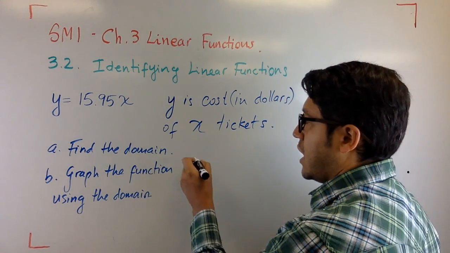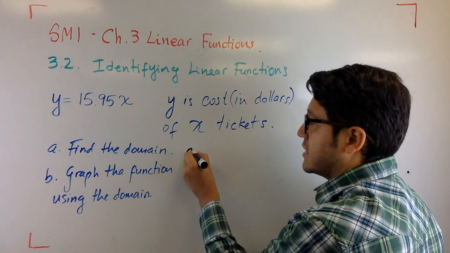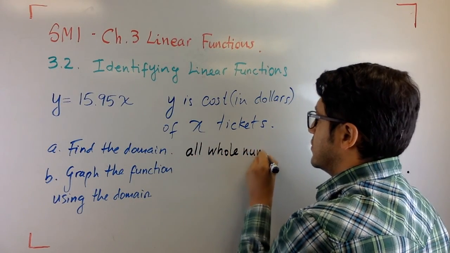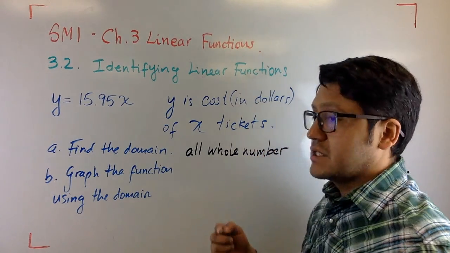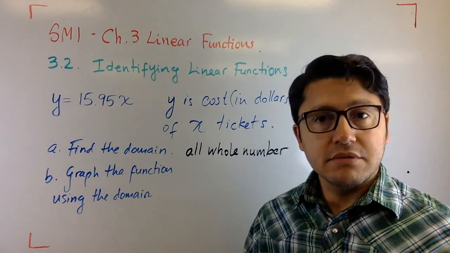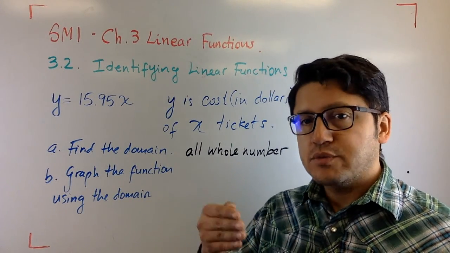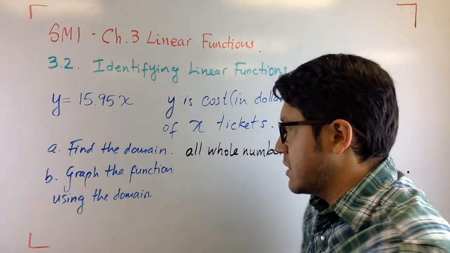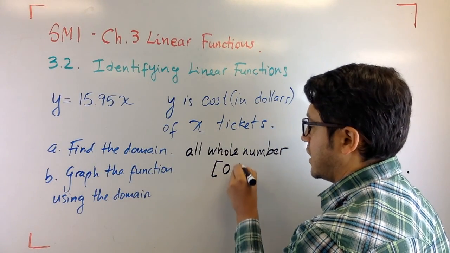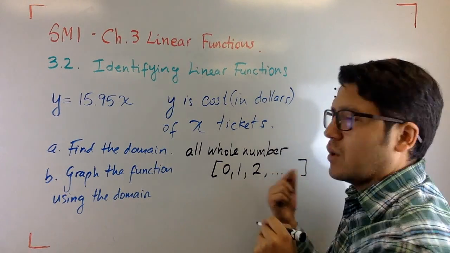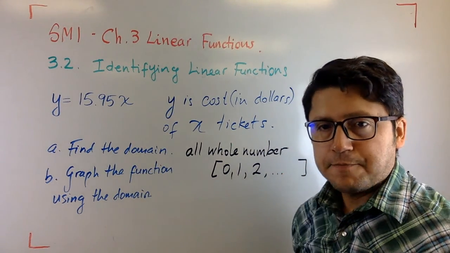So in this case, I would say that the domain is all whole numbers, which means it's all numbers greater than or equal to 0. It can be 0, okay? But then the next one would be 1, and then the next one would be 2, and so on. It's an endless list, but at least we know what numbers we're talking about. We could say something like that, okay? And so on, ad infinitum, right?